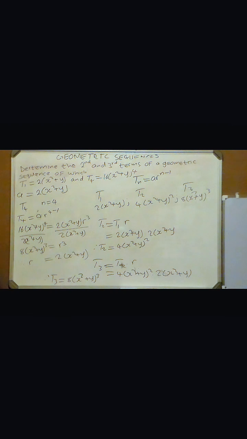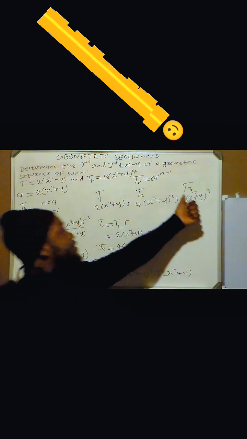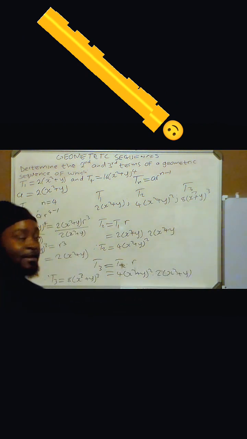I hope you guys followed. So what we did here was to first find the common ratio of the sequence, and then multiply the first term by the common ratio to find the second term. And then after that multiply again to find the third term.